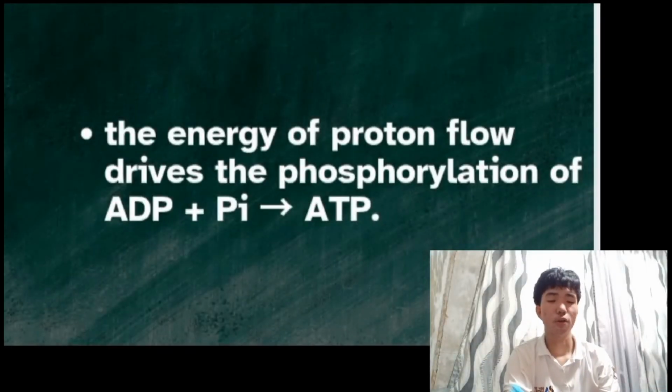The energy of the proton flow drives the phosphorylation of ADP plus Pi to ATP. So the energy released as protons flow through ATP synthase is used to add a phosphate group, or Pi, to ADP, creating ATP. This process is called phosphorylation.